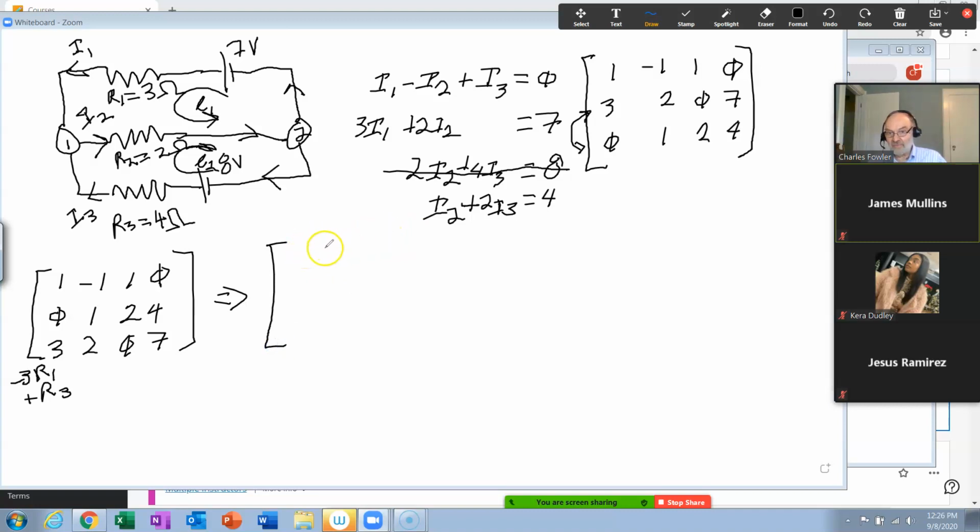We're using row 1, so write it down: 1, minus 1, 1, 0. We aren't messing with row 2 now, so write it down: 0, 1, 2, 4. That's that new row 2. Now let's do this operation here. Minus 3 times 1 is minus 3 plus 3 is 0, exactly like what we wanted. Minus 3 times minus 1 is plus 3, plus 2 would be 5 down here. This will be a minus 3 plus 0 would be a minus 3, and that's a 0 plus 7 is 7.